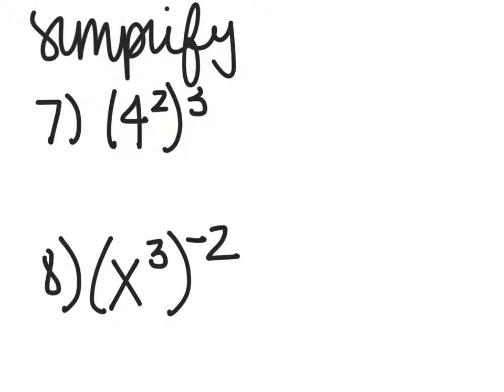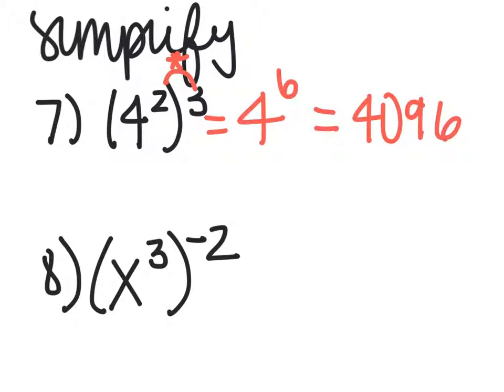Lastly, problem 7, I have 4 squared to the 3rd power, which means that I have a power raised to a power. So I'm going to multiply those two powers. 2 times 3 is going to give me 6, so this is really 4 to the 6th. So that would be my exponential form. And 4 to the 6th is 4 times 4 times 4 times 4 times 4 times 4. That's 6 4s, which is going to give me 4,096.